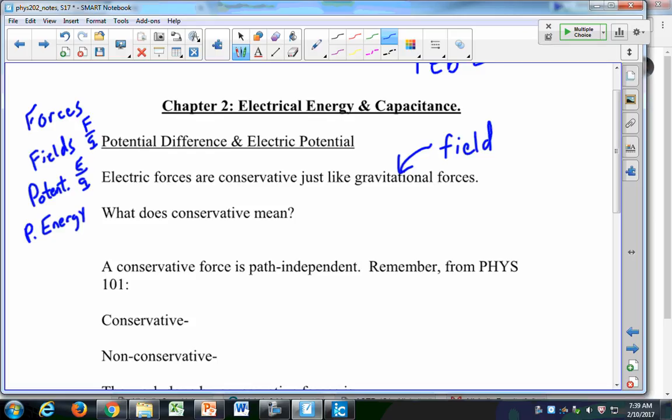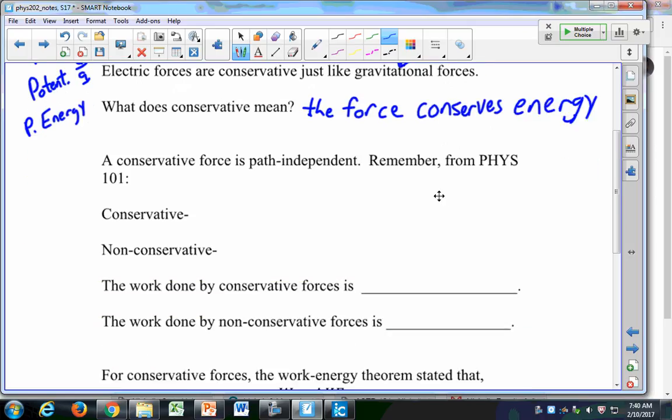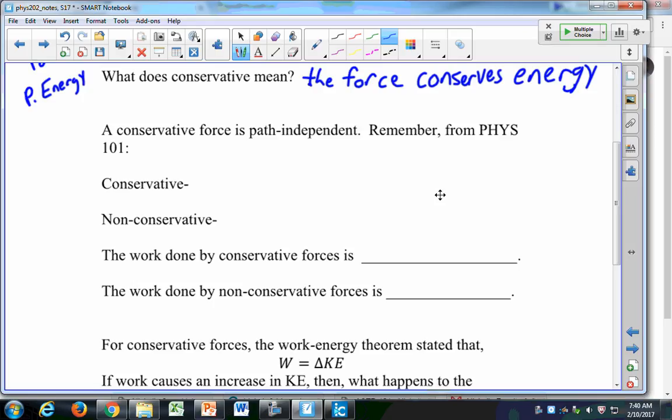So conservative means not political or religious or any of that business. When we talk about conservative, it means that we conserve energy. The force conserves energy. And generally in science, when we say something is conservative, that's what we mean, that it conserves energy. And a conservative force is path independent.